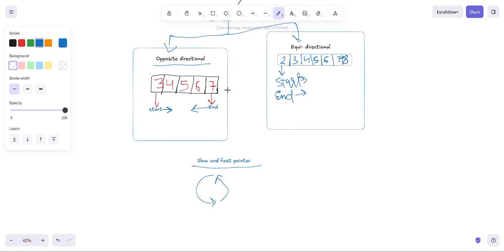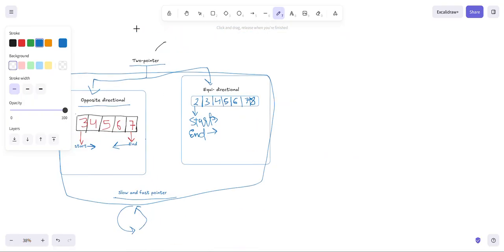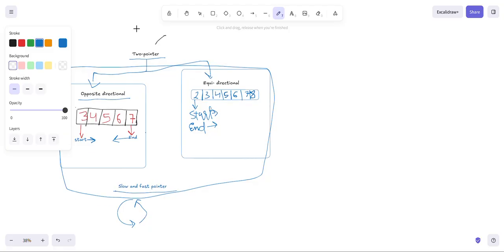But today, most of the time you can solve these questions, you will get this kind of question. You can solve most questions easily with that. The thing is, you just need to focus on what your question wants. I hope you understand what the two pointers are.